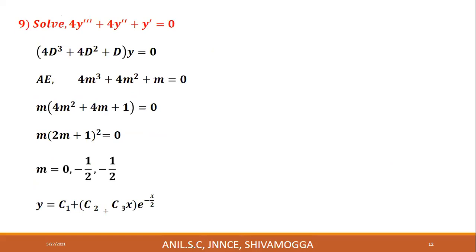Next, one more problem. Solve 4 into y triple dash plus 4 into y double dash plus y dash is equal to 0. Y is a function of x. This can be written as 4 into y triple dash, meaning d cube y by dx cube, that is d cube. Plus 4 into y double dash means d square. Plus y dash means d of y. This is equal to 0.